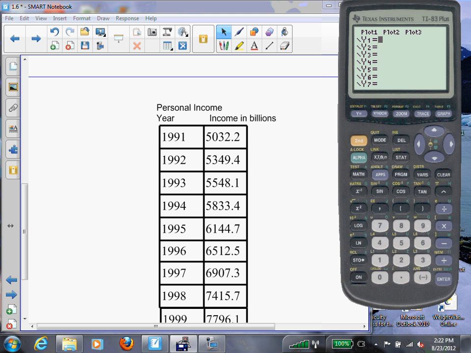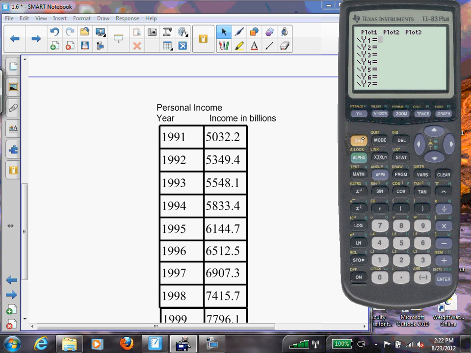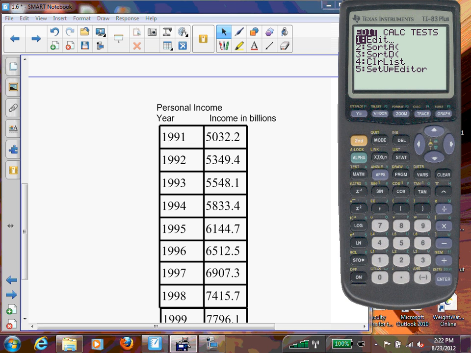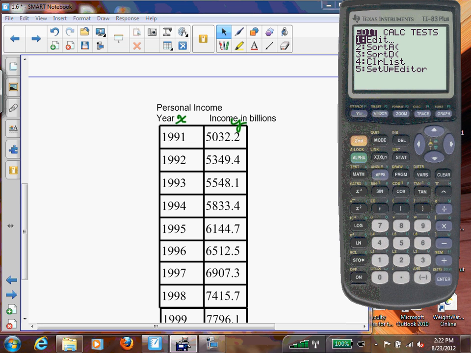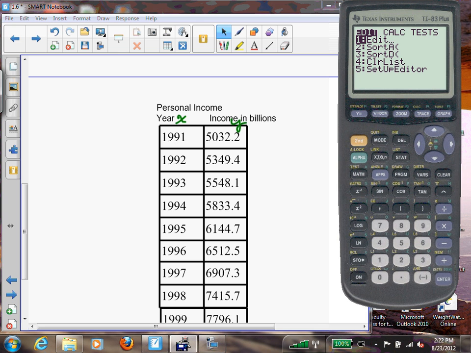And then you're going to go to stat. You might want to write some of this stuff down. We're going to input this data. We've got X points, these are going to be our X, and this is going to be our Y. When you go to stat edit, see this edit right here, number 1? You have L1 and L2. Agreed?